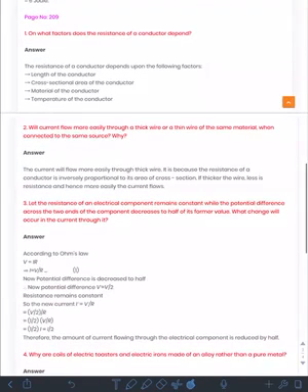Next question. On what factors does the resistance of a conductor depend? As I mentioned, the length of the conductor: R is directly proportional to L. The cross-sectional area of the conductor: R is inversely proportional, 1 upon A. And the material of the conductor, and the temperature of the conductor. These are the 4 factors on which the resistance of a conductor depends.